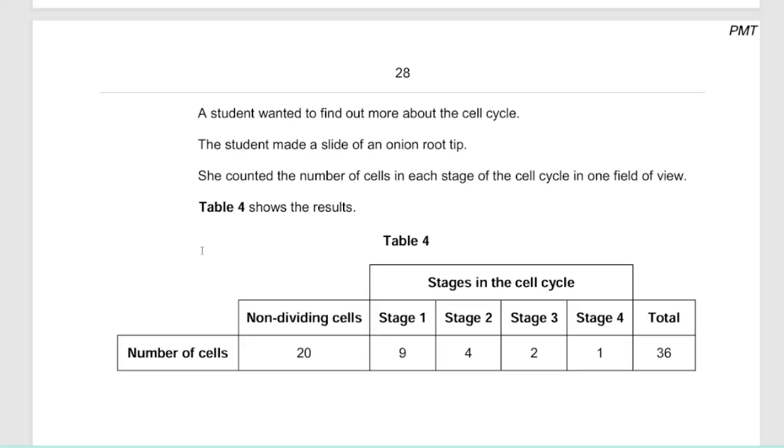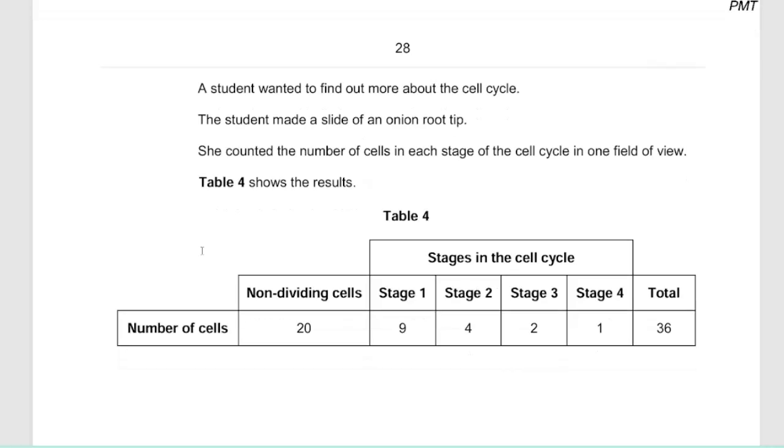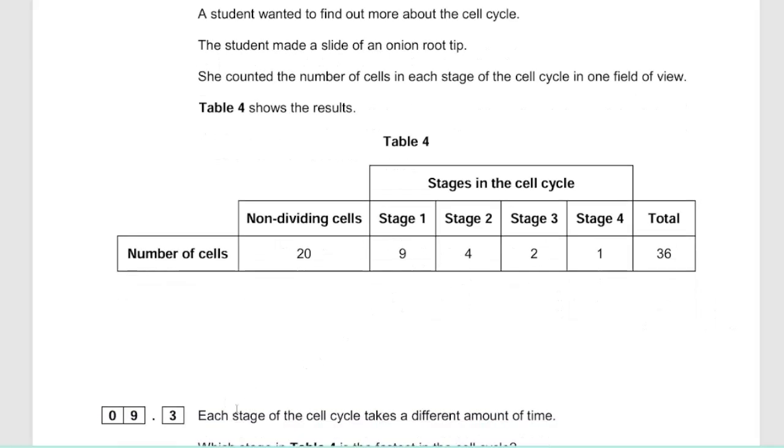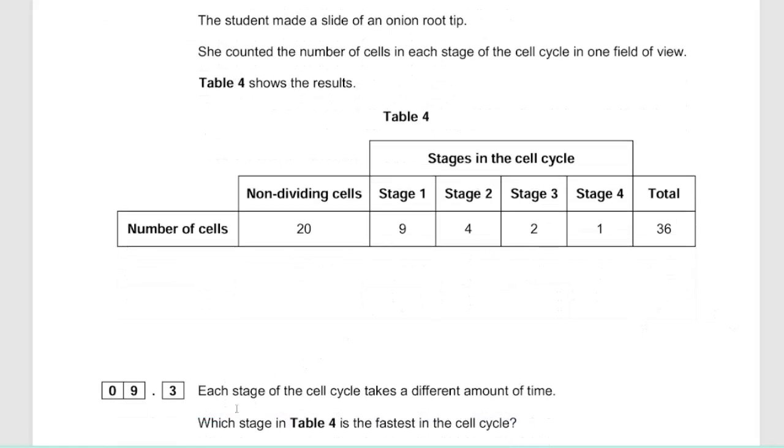A student wanted to work out more about the cell cycle. The student made a slide of an onion root tip. She counted the number of cells in each stage of the cell cycle in one field of view. Table 4 shows the results. And it's just the number of cells with non-dividing cells and the various stages. Each stage of the cell cycle takes a different amount of time. Which stage in table 4 is the fastest in the cell cycle?